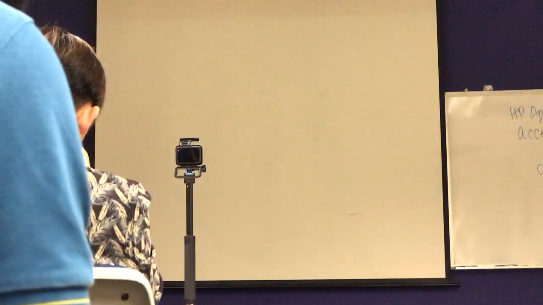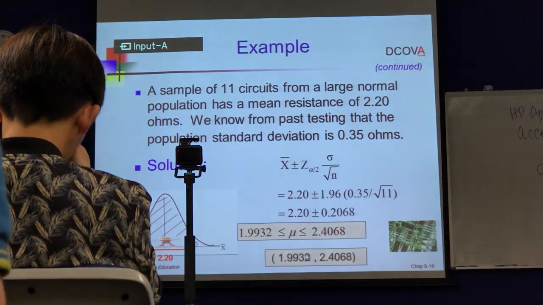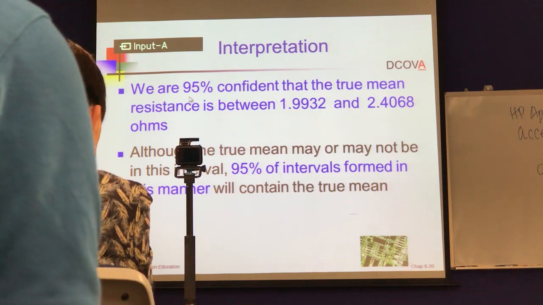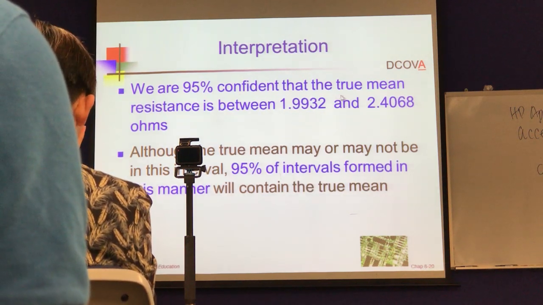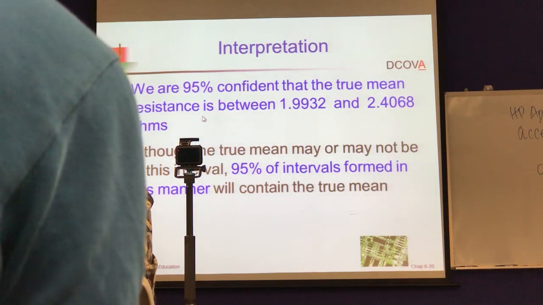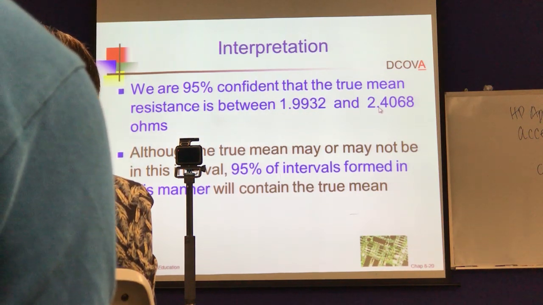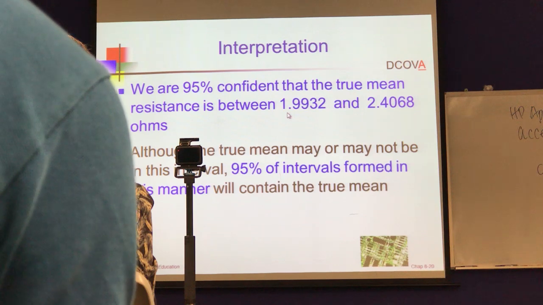So after you get this one here, that's not the end. You get pretty much the answer, job done, but you have to conclude it. We are 95% confident that the true mean, meaning the population mean, is between this and this. Remember, lower and upper limit. So that is for the Z.